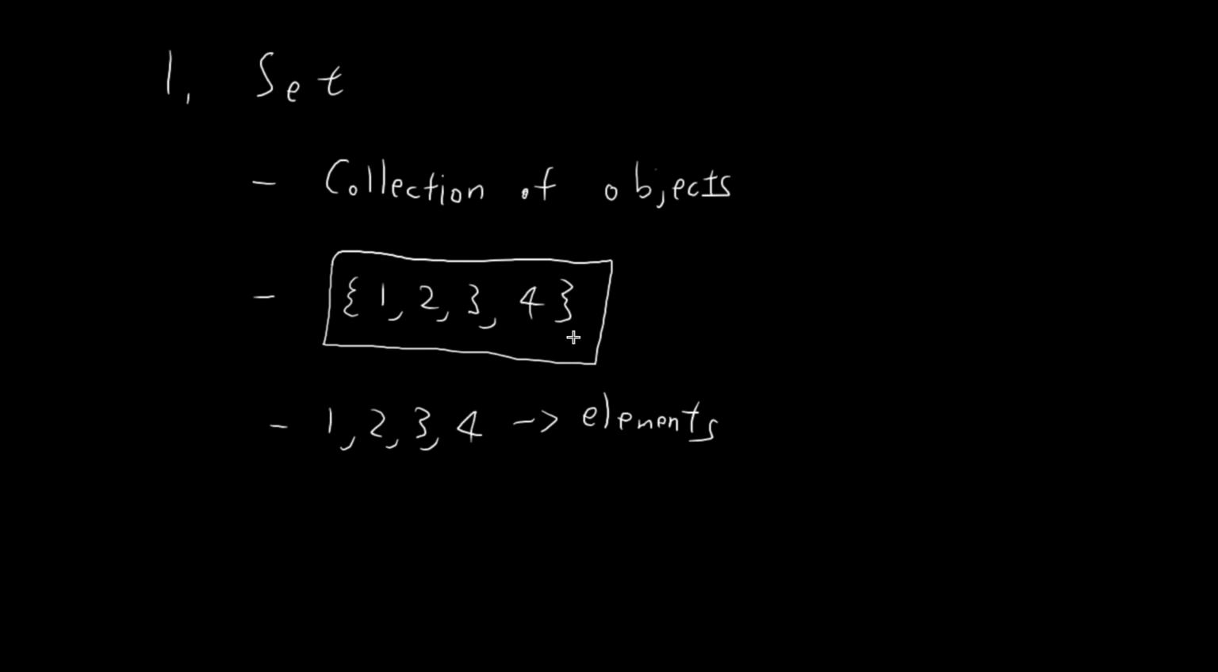So these numbers that make up the set, they are the elements of this set, and they're also called the members. So these are just alternative terminology. So these numbers can be called the elements or the members of this set. And so that's what a set is. It is simply a collection of things.